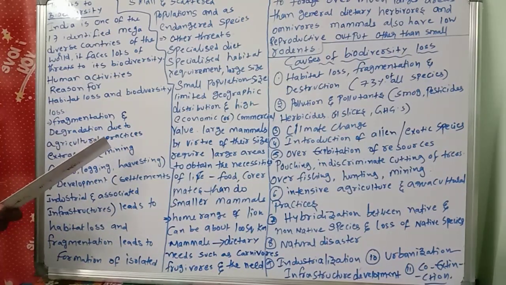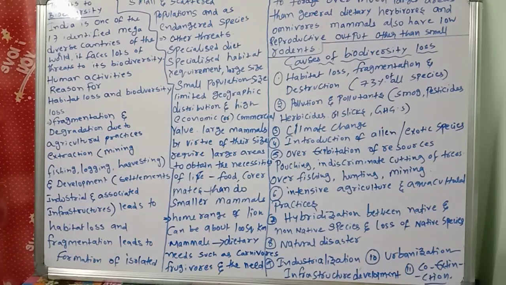Agriculture practices, extraction, mining. You know very well, mining nowadays is damaging our forests. From the point of view of valuable minerals, lakhs of hectares, thousands of acres of our forests are being damaged. So mining, next fishing, logging, harvesting. These are fragmentation and degradation due to agriculture practices, extraction, mining, fishing, logging, harvesting.